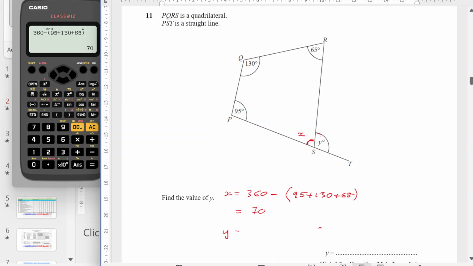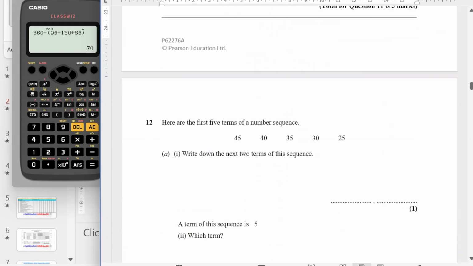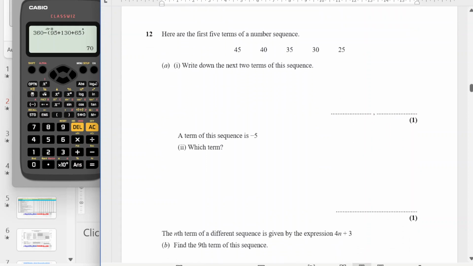So y is going to be equal to 180 minus that, because angles in a straight line add up to 180. So we're looking at 110. Okay, question 12. Here are a list of 5 terms of a sequence. Write down the next 2 terms of the sequence. So we're dropping by 5 each time. So the next one would be 20, and then the next one would be 15.